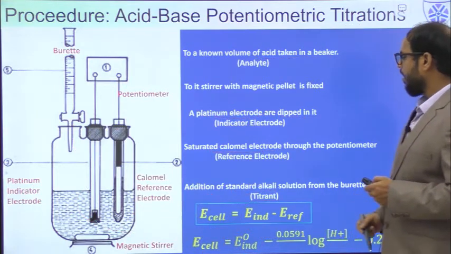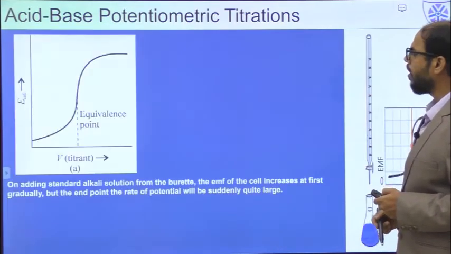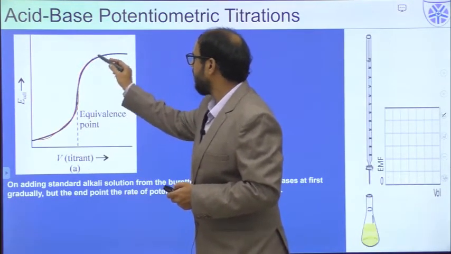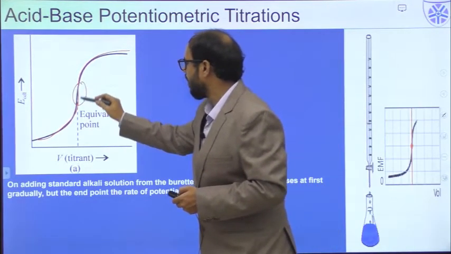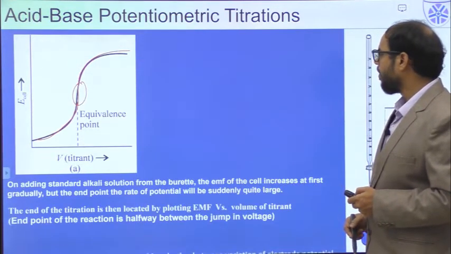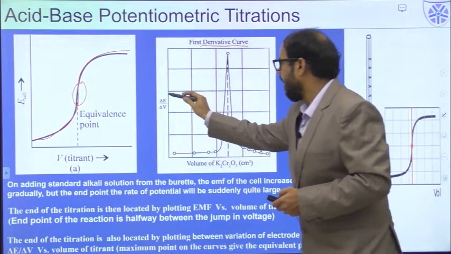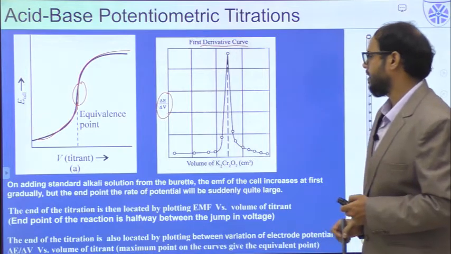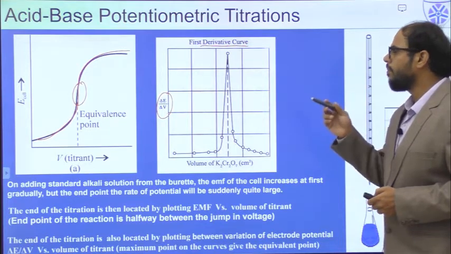When we keep on adding alkali drop by drop to the acid, the potential will keep on changing. So you can see that the potential is increasing, and when there is a jump in the potential, that jump we call the equivalence point. This will give us the exact endpoint when we take a first derivative curve, where we take delta E by delta V on the y-axis and the volume on the x-axis. Here we are using an acid as an analyte and a base as a titrant.